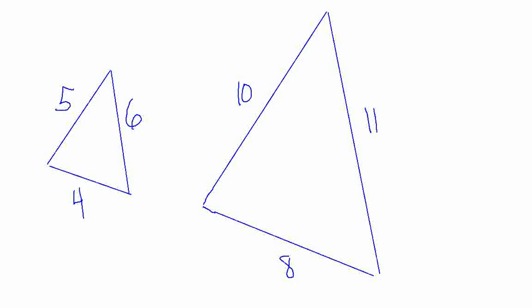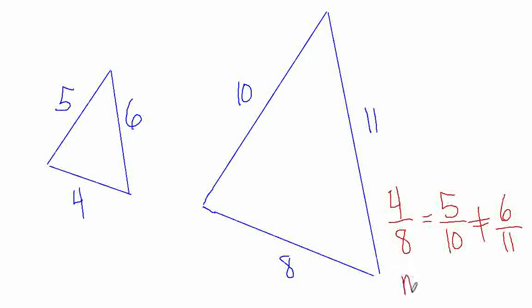Okay, so I'll go ahead and work it out. Even without information about the angles, we can still determine if they're similar or not. So looking at the corresponding side length ratios, we have 4 over 8, which is equal to 5 over 10, but it's not equal to 6 over 11. So all the corresponding side length ratios are not equal. Therefore, we know beyond a shadow of a doubt that these two triangles are not similar. Okay?